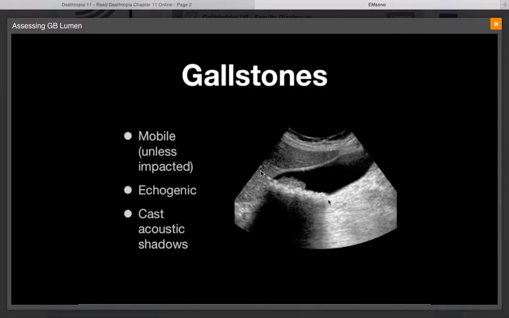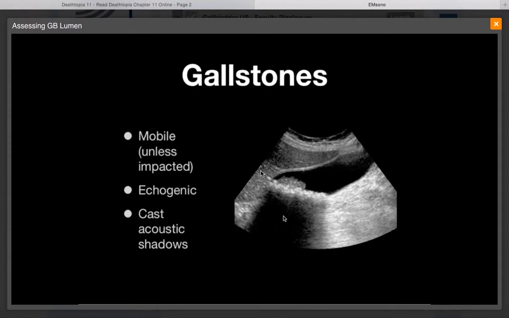Now, gallstones will appear as echogenic, mobile, unless impacted, intraluminal structures that cast echogenic shadows. The shadowing occurs due to sound beam absorption by the stones. Demonstration of shadowing, as you see here, is an important criteria for the diagnosis of stones and can be used to distinguish stones from polyps as well as sludge. Note in this image here the presence of multiple echogenic stones within the lumen with clean posterior shadowing.